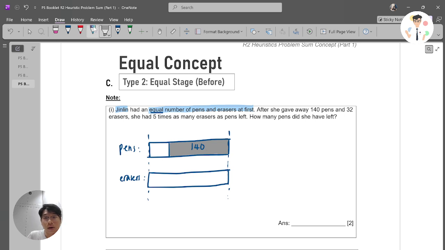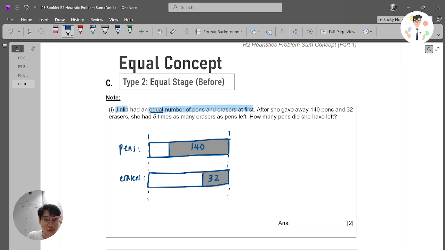Okay, now this is for pens. And 32 what? Erasers. I also give out erasers. But this round, I only give out 32 erasers. So this is the eraser I'm giving away. Now I'm only left with this white color. Gray color is what I gave away.